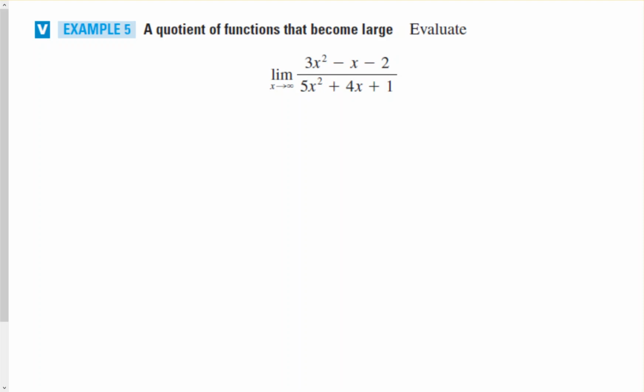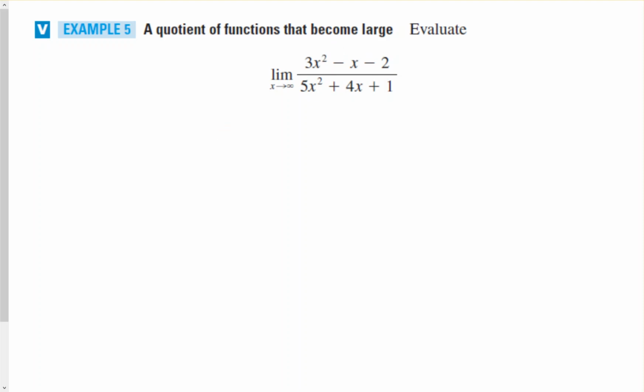Okay, so we have the limit as x approaches infinity. Whenever this is the case, we're going to take every term and divide by the highest degree term. The highest degree term is x squared. This only works in this case when the degree of the top matches the degree of the bottom. You just divide every term by x squared.